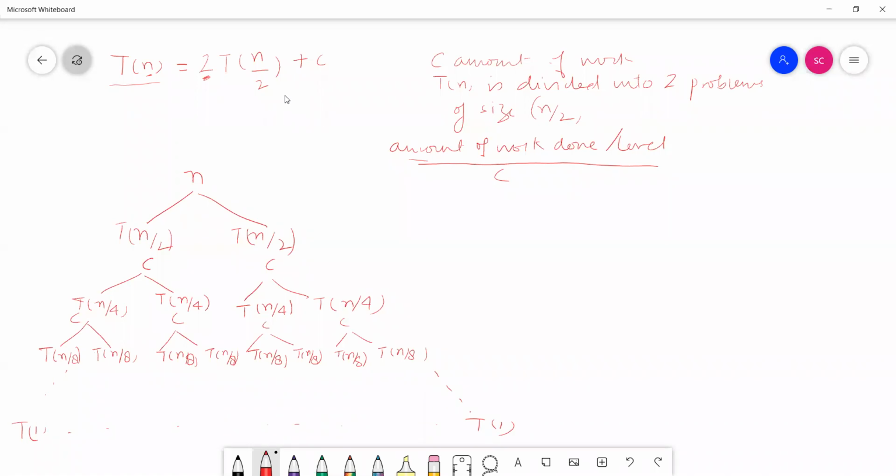So here the amount of work done was C. Here the amount done is C plus C, which is equal to 2C. Here the amount done is C plus C plus C plus C, which is equal to 4C. Okay. So we are getting it in terms of powers of 2.